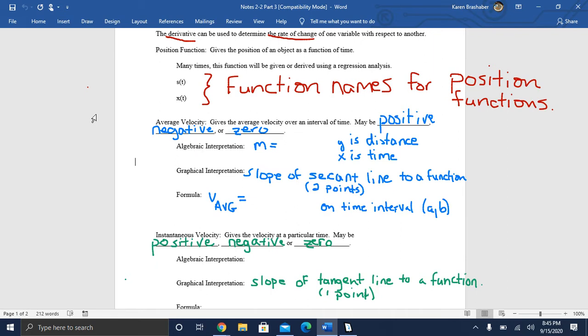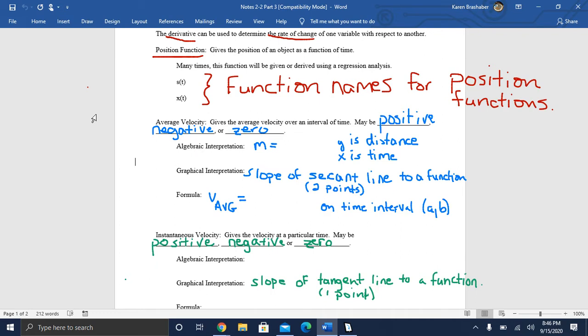time. And so you'll find that I'll be referring to position functions, and often they use the names of s of t or x of t as names for position functions. So those will be your original functions. That would be where an object has its position. Sometimes it's its initial position. So we use s of t or x of t to name those types of functions.